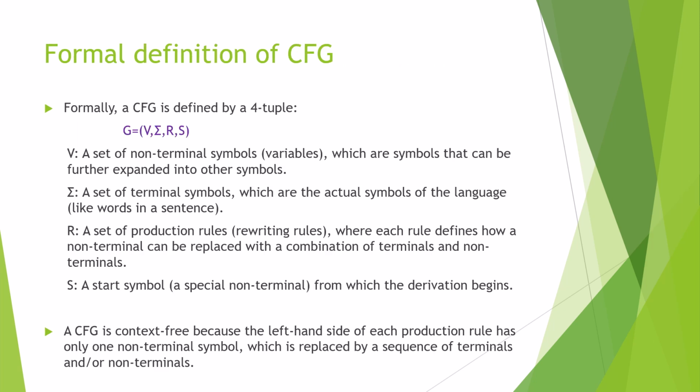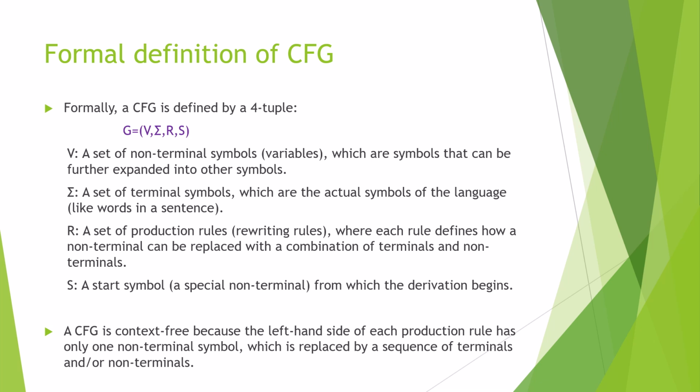And let us now see the formal definition of context-free grammar. It consists of four elements. We call this a four-tuple. So the first one is V. It is representing a set of non-terminal symbols. These are variables, which are symbols that can be replaced by other terminal symbols.